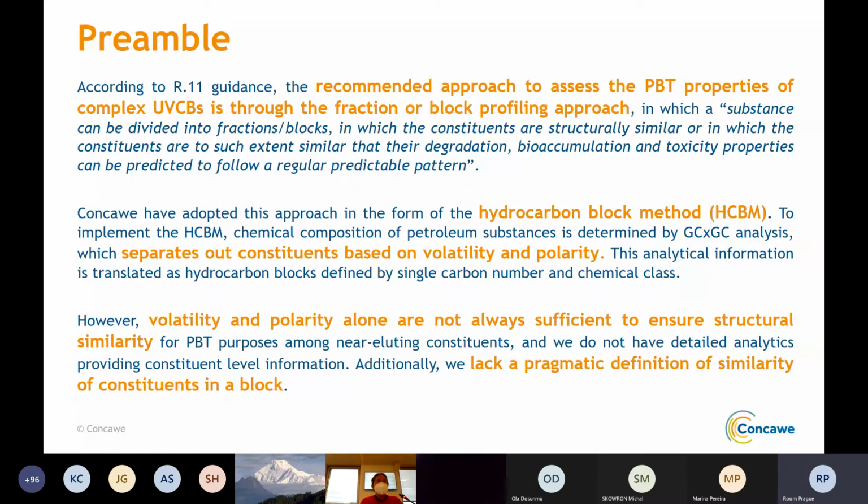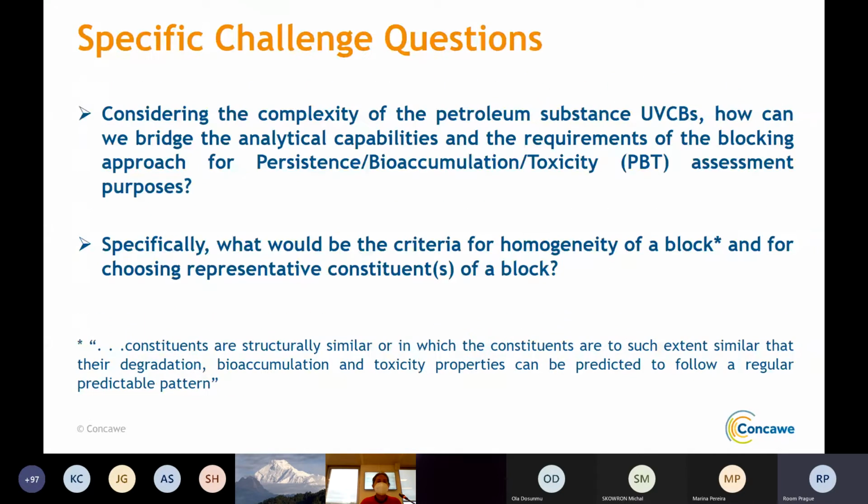So for PBT purposes, with near-eluting constituents on the GCGC, we don't have the detailed analytics that will give us constituent-level information. And additionally, something that we will hopefully discuss at length is that we do not have a pragmatic definition for similarity of constituents within a block. So this is really reflective of the conversation that we had earlier on similarity. So the specific challenge questions that we have are, considering the complexity of petroleum UVCBs, how can we bridge the analytical capabilities that we have and the requirements of the blocking approach for PBT assessment? So that's persistence, bioaccumulation, and toxicity.